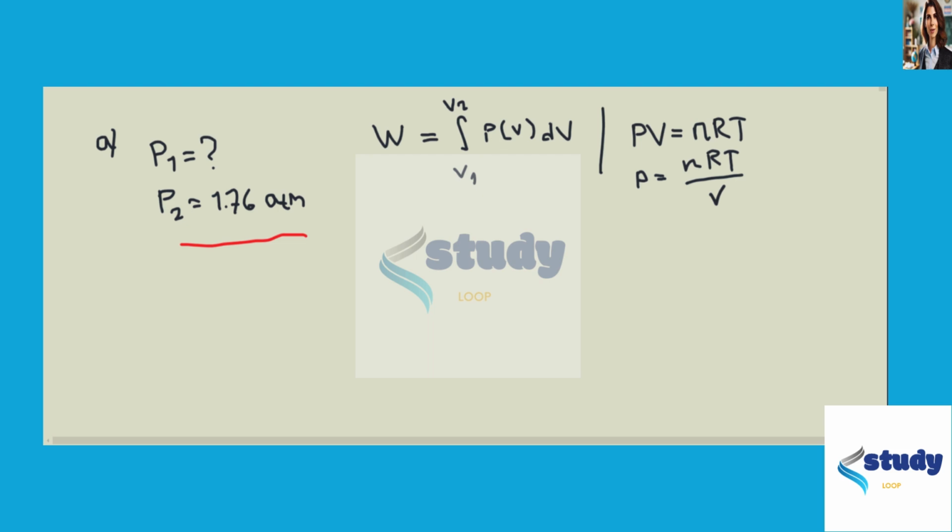This gives us the integral form, where the constants will go outside of the integral, nRT, and inside of the integral we will have from V1 to V2 1 over V dV, or the differential of the volume. This is a table integral, so the solution for all integrals of this type, 1 over argument times differential of the argument, is the natural logarithm of the argument.